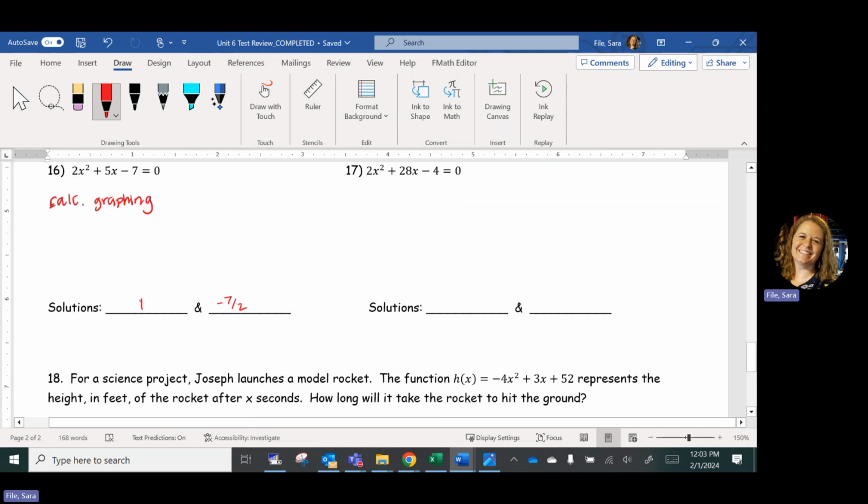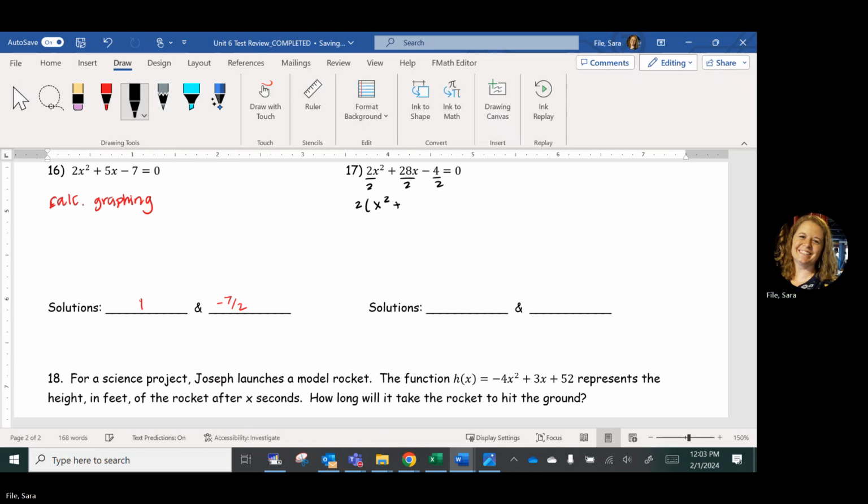So if I'm going to do completing the square, the first thing I want to do, it's set equal to 0. I want to take out a GCF if possible. So here, all of these are divisible by 2. So I'm going to take out that GCF of 2. Divides over to the other side, which will stay 0. So this is what I've got now.